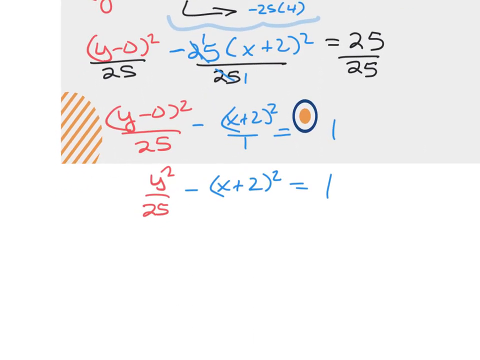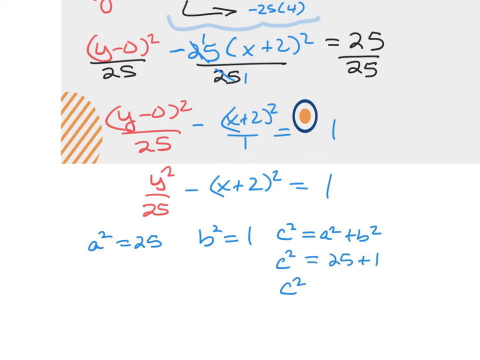So a squared is always first. So a squared equals 25, b squared equals 1, c squared equals a squared plus b squared. So c squared equals 25 plus 1, which is 26. So c equals plus or minus the square root of 26. A is equal to plus or minus 5, and b is equal to plus or minus 1.